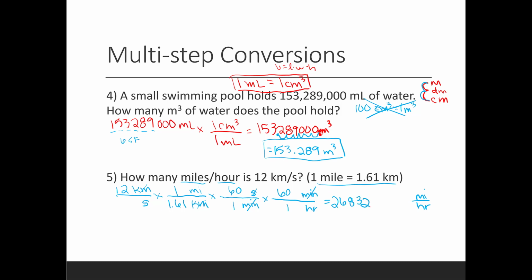26,832 miles per hour. But I only get 2 sig figs, so I need to round my answer to 2 sig figs. I can keep the 2 and the 6. The 8 is going to round that 6 up, so my answer is 27, right? Oh, you guys are too smart. I got to put those zeros in there. 27,000 miles per hour is my answer.